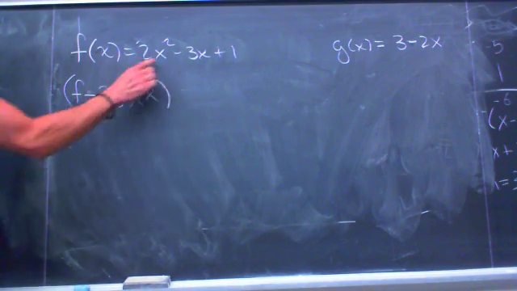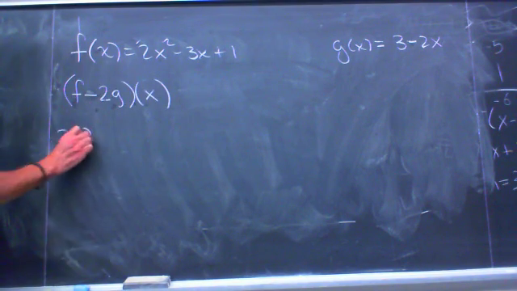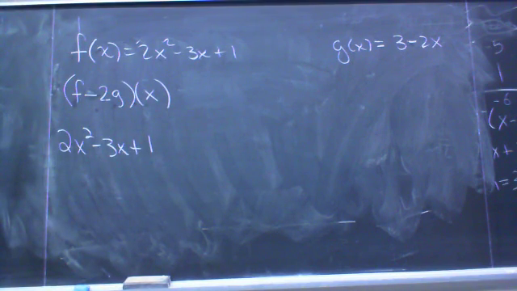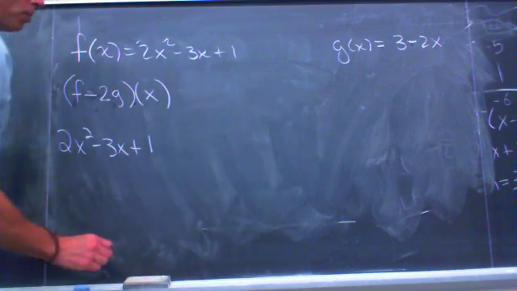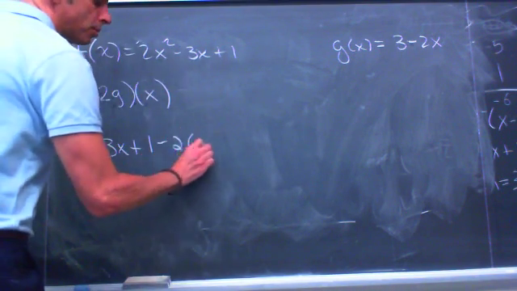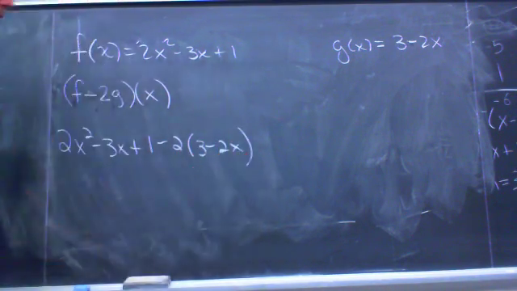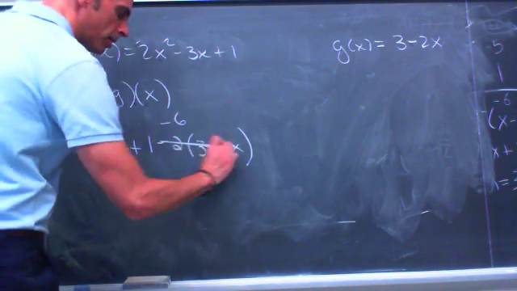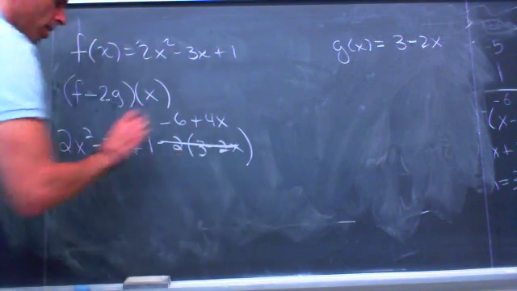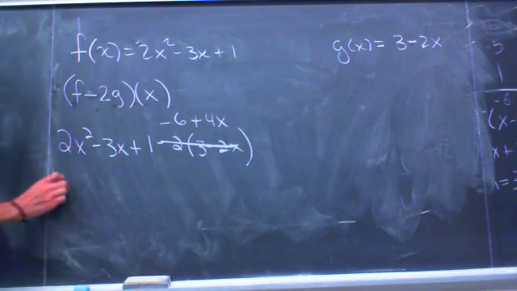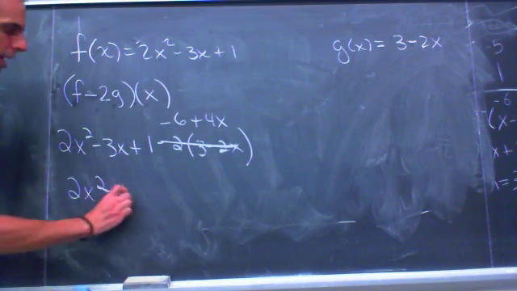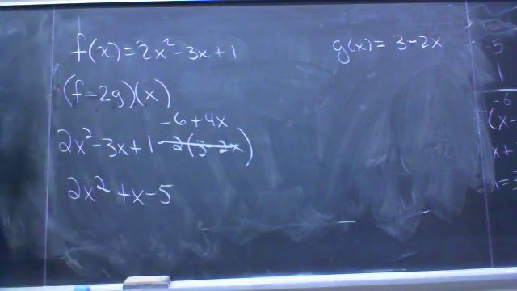So the original is f of x, 2x squared minus 3x plus 1. And now I'm going to do minus 2 times all that. So I'm going to do minus 2 times 3 minus 2x. Clean it up. Minus 6, that becomes plus 4x. Combine your like terms and get 2x squared plus x minus 5 with that.